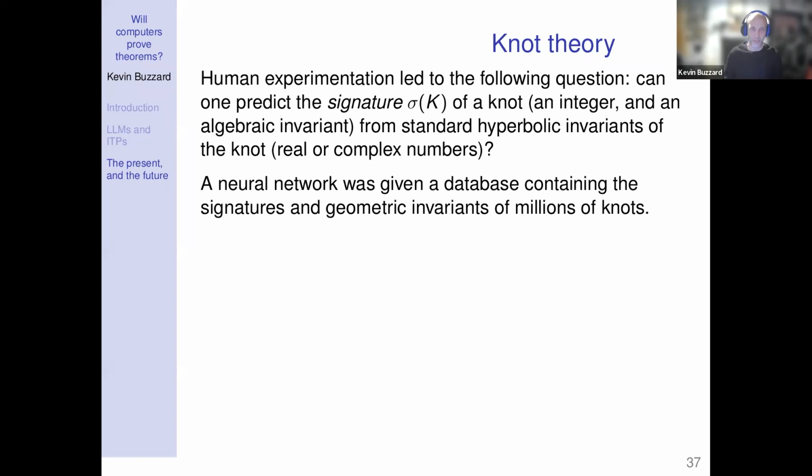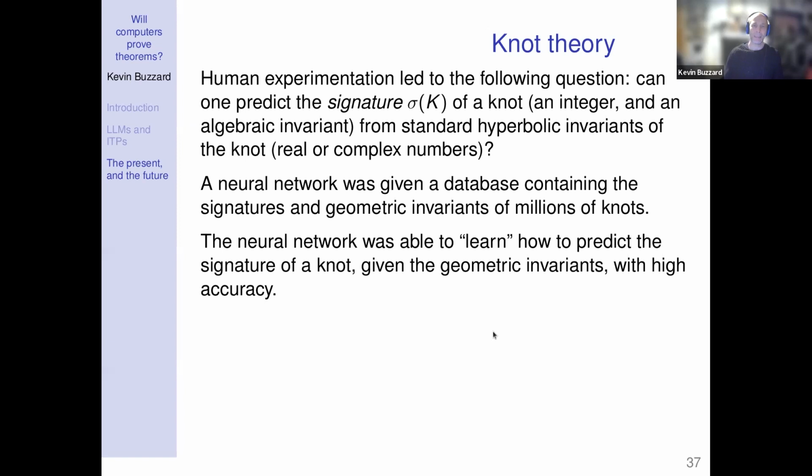If you've been to any proofs about how generic neural networks work, this is just experimental linear algebra somehow. You have these neurons and these hidden layers and this funny function that is f of x is x if x is positive and 0 if x is negative. And so they gave the problem to a neural network. They gave it lots and lots of data. And it turned out that the neural network could predict the signature given these real number invariants with high accuracy.